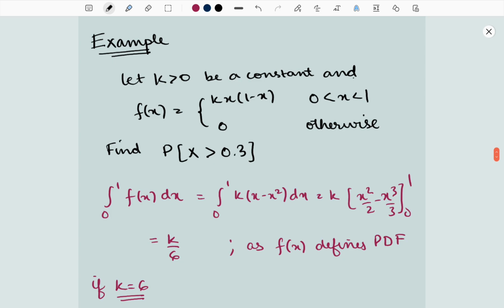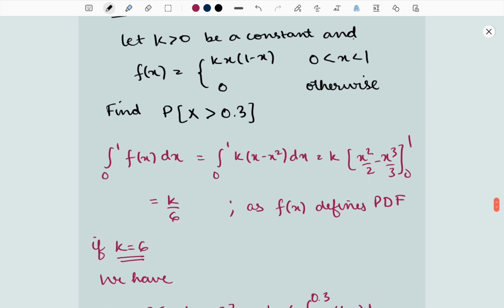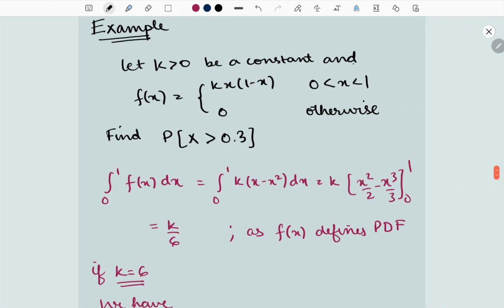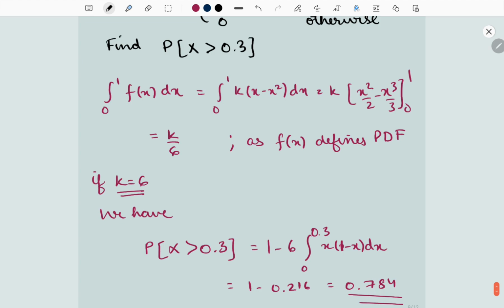Now let k be a constant greater than 0. This is given, so we have to find P of x greater than 0.3. We'll just use the previous formula, this one, put it in here, the constant comes outside, we integrate it, get x squared by 2 minus x cubed by 3, which has a value k by 6. This defines the PDF.